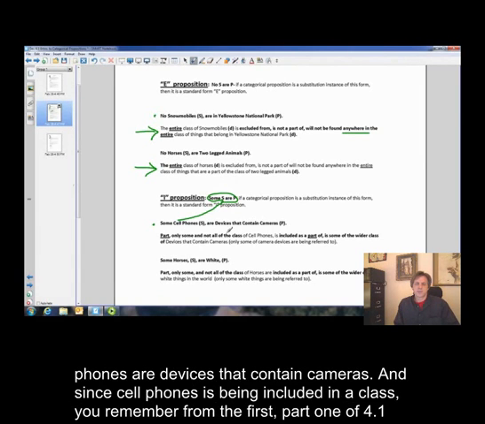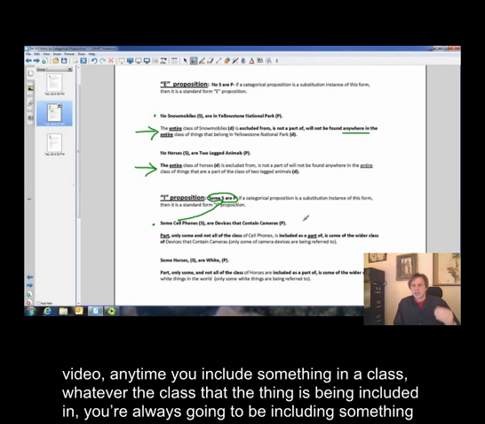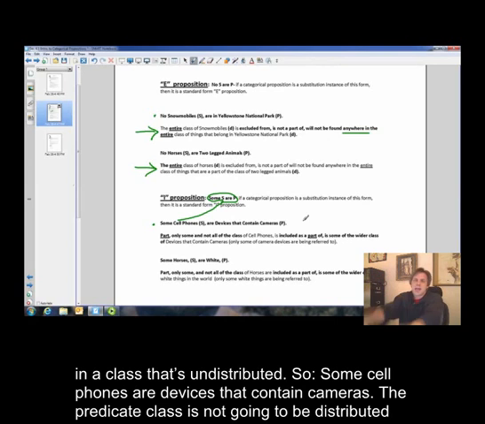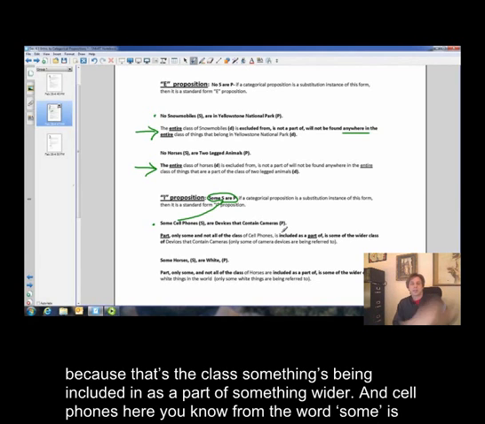So it says some cell phones are devices that contain cameras, and since cell phones is being included in a class, you remember from part 1 of 4.1, anytime you include something in a class, you're always going to be including something in a class that's undistributed. So some cell phones are devices that contain cameras. The predicate class is not going to be distributed because that's the class something's being included in as a part of something wider. And cell phones here, you know from the word some, is not distributed.